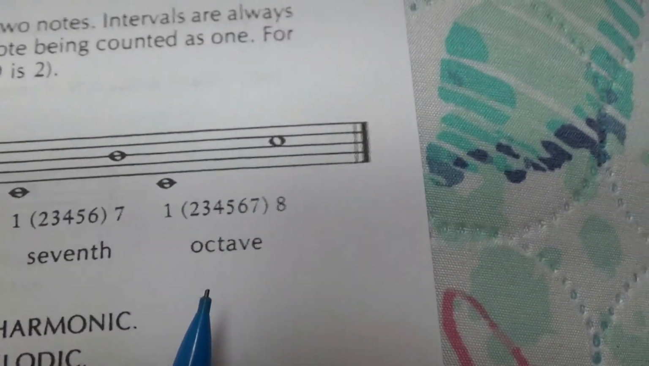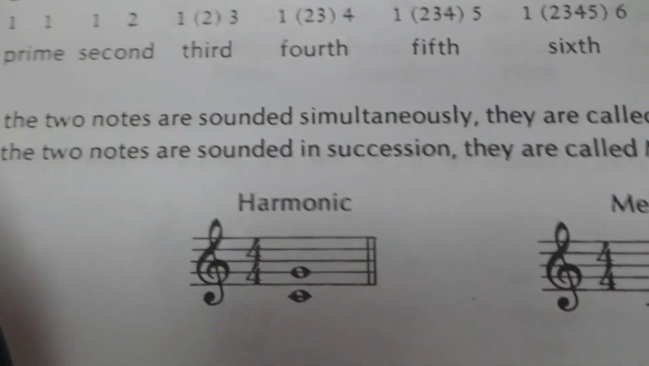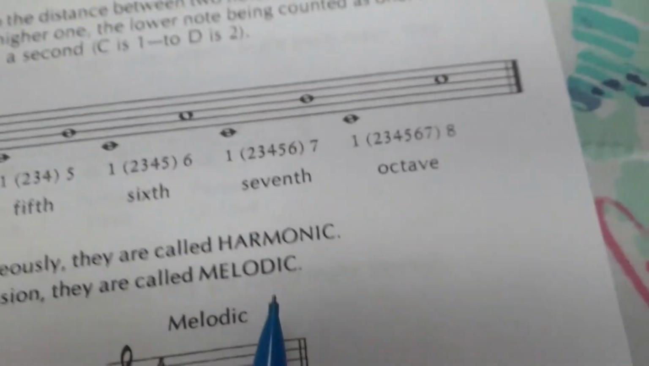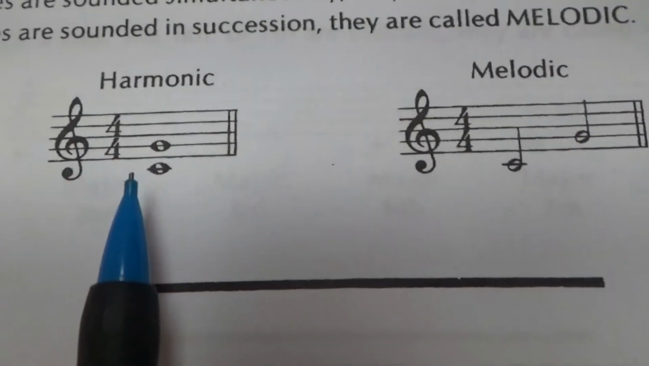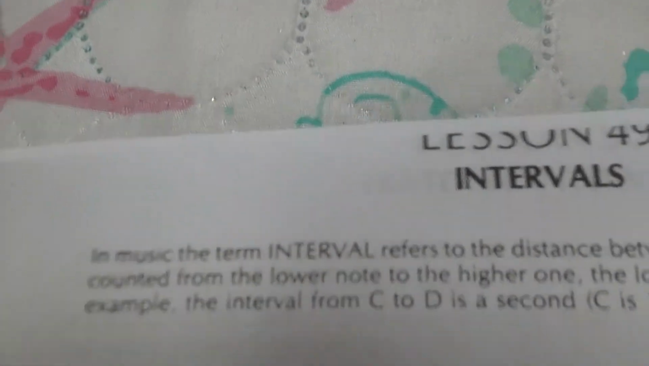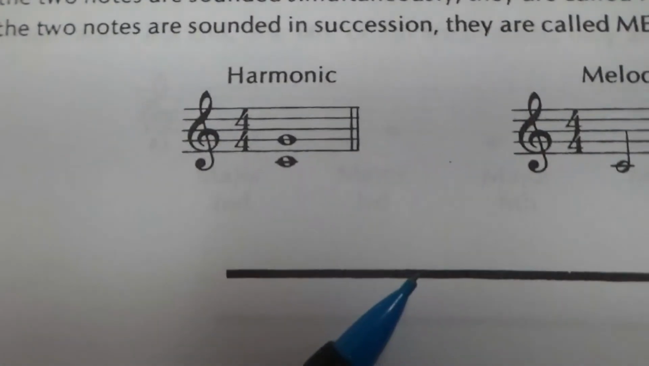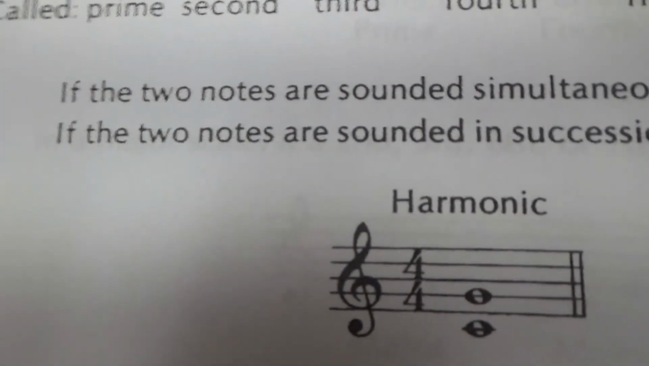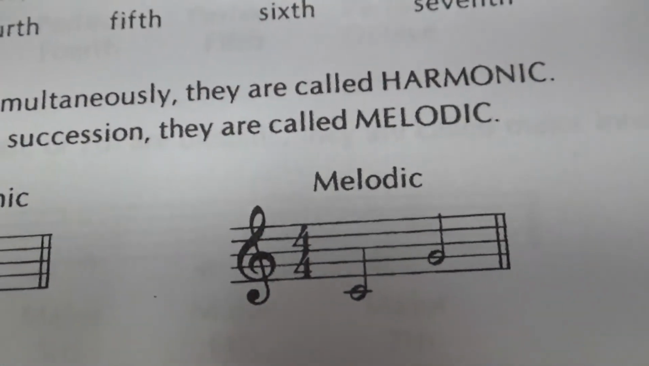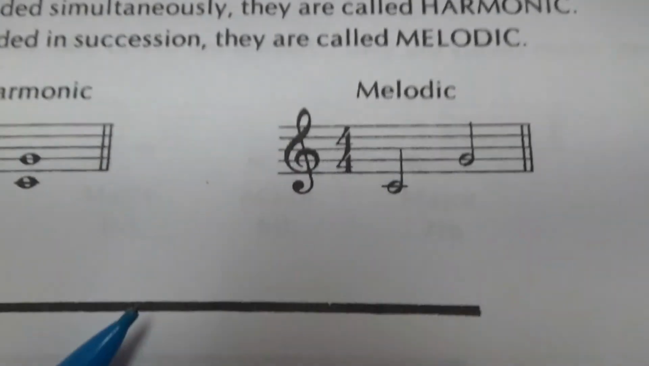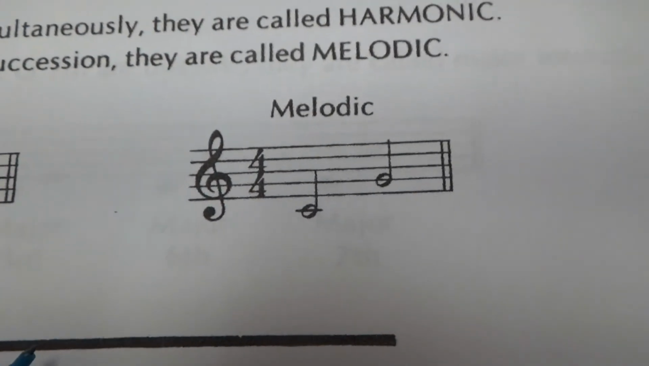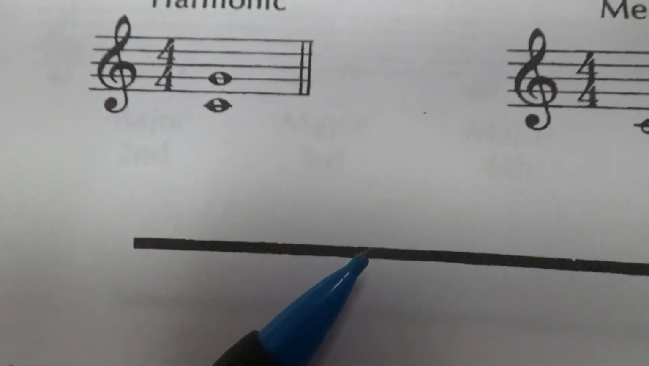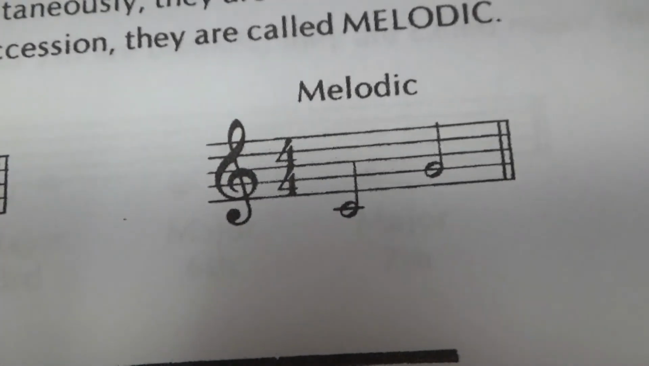Okay, so those are the different kinds of intervals. If the two notes are sounded simultaneously at the same time, they're called harmonic intervals. For example, C and G at the same time would be called a harmonic interval. If the two notes are sounded in succession, one after the other, they are called melodic. For example, C to G. So harmonic, same time. Melodic, one after the other.